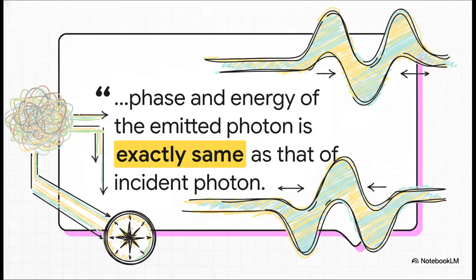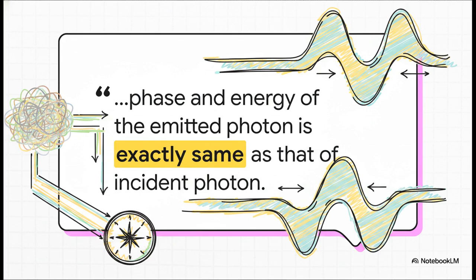The crucial point here is summarized perfectly by this quote from our source material. The direction of propagation, phase, and energy of the emitted photon is exactly same as that of incident photon. This is just incredible stuff. Instead of random light, you now have 2 photons moving in perfect lockstep.